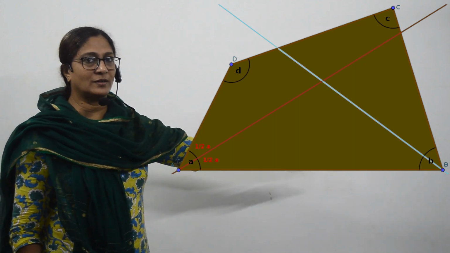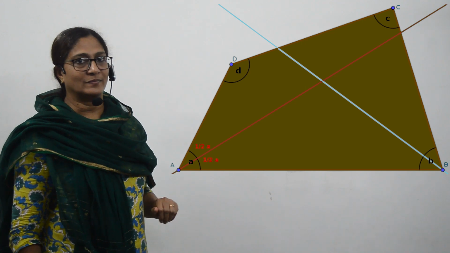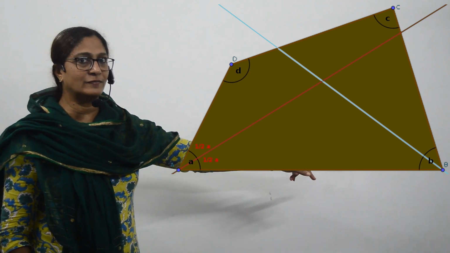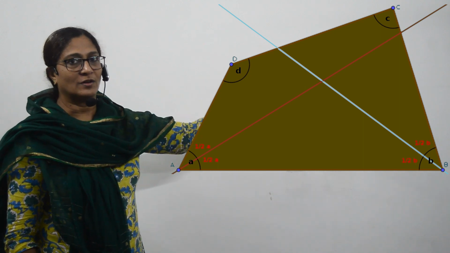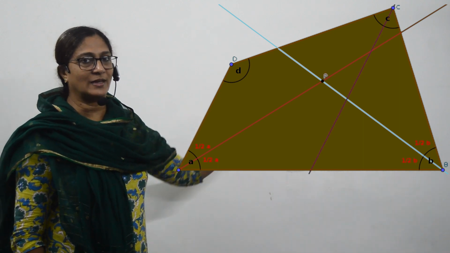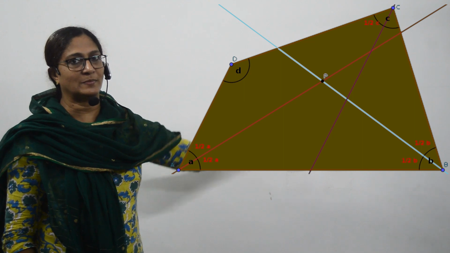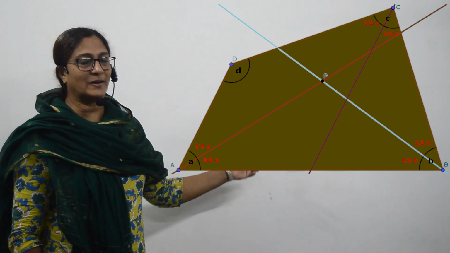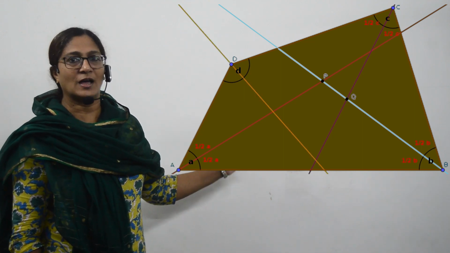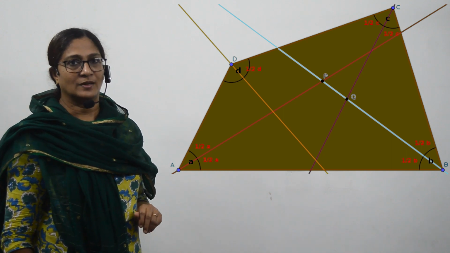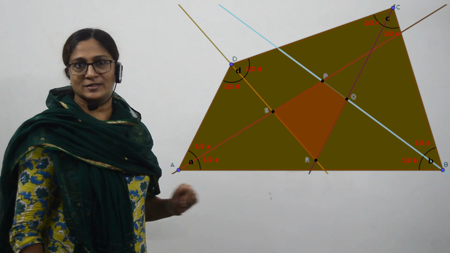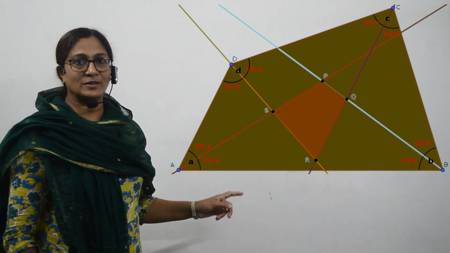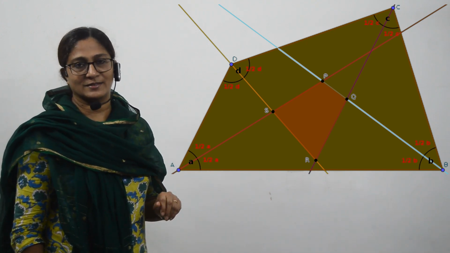Now, let's draw the bisector of angle B. Again, the angles are halved, half of B and half of B. Let us draw the bisector of angle C. We get two angles, C by 2 and C by 2. And the fourth bisector, of angle D, will give us half D and half D. Now, P, Q, R and S are the meeting points of adjacent bisectors.